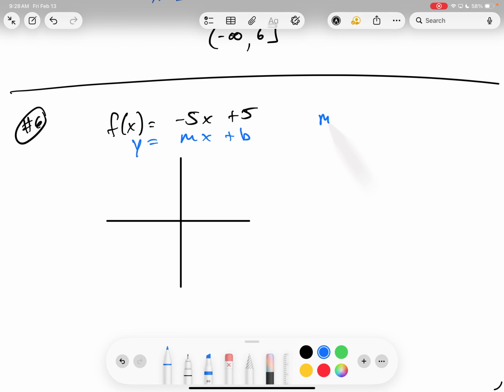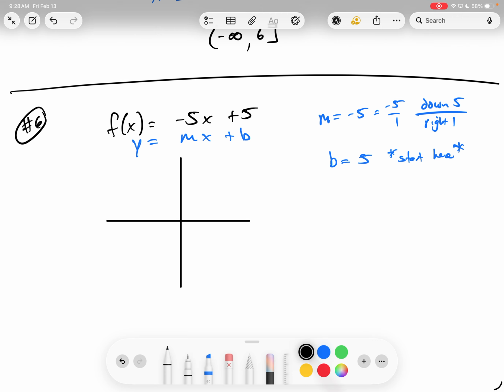My m is negative 5, which would be negative 5 over 1. So it's negative, so I go down 5 to the right 1. And my y-intercept is 5. This is my starting location. One, two, three, four, 5. So I'm going to start at my y-intercept, which is 5, and then I do what my slope says. My slope says to go down 5 to the right 1.